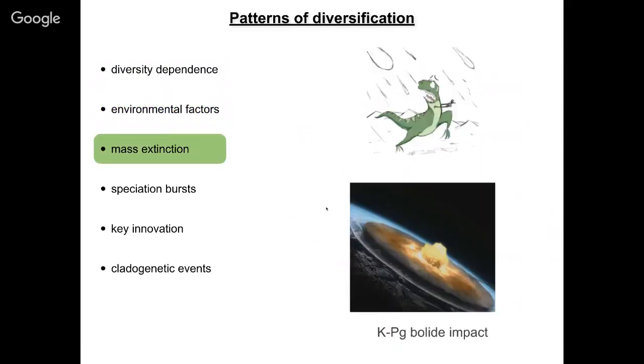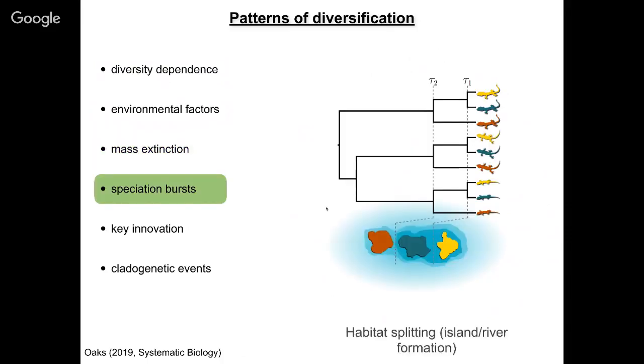We could also, on a global level, be interested in mass extinction events that are affecting the historical biodiversity, where we then have a point event where a lot of biodiversity is lost at a given point in time. We could also be interested in exactly the opposite type of event where we have speciation bursts. Speciation bursts are, for example, events where there's habitat splitting, for example islands or river formations, and a lot of speciation events happen actually at the same event or moment of time.